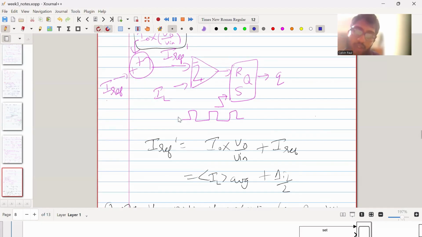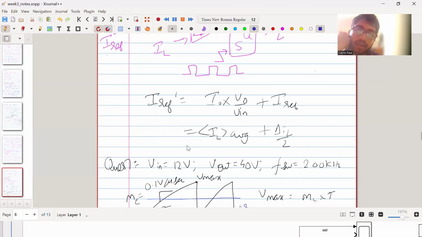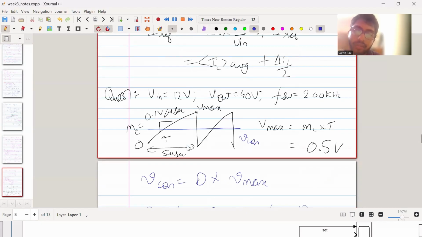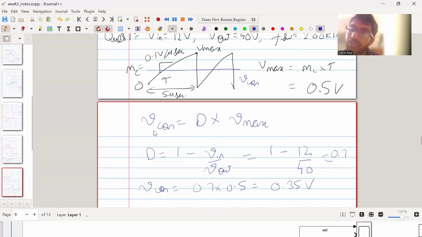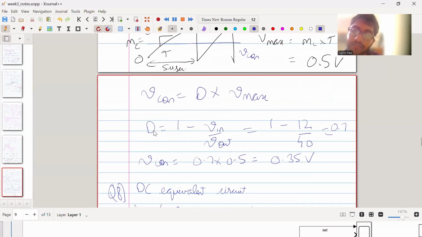Then also we discussed the ramp. This ramp rate is there. So when this ramp rate is there, how do we realize what's the maximum value? Based on the maximum value, what is the duty which is required?